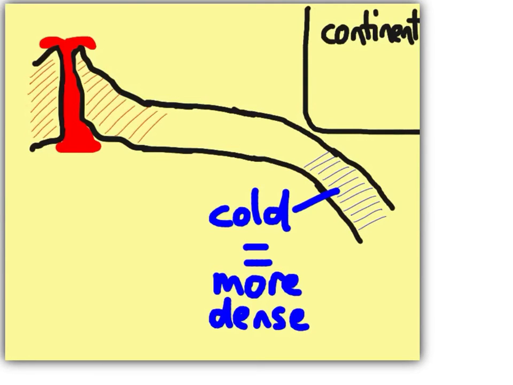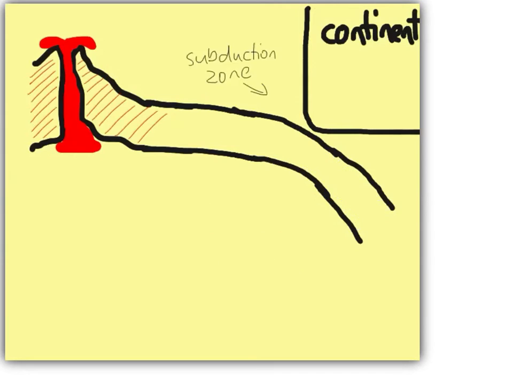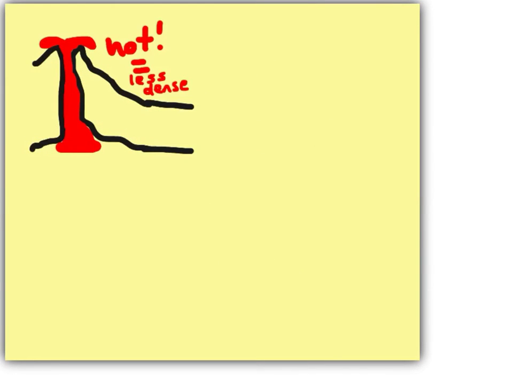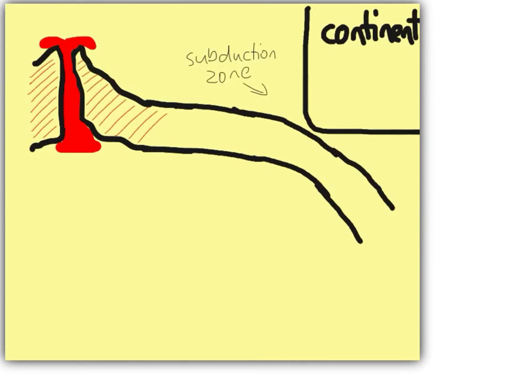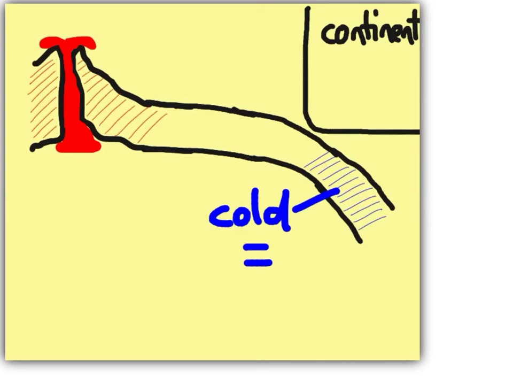That cold section of the plate is more dense, therefore it is sinking. This hot section of the plate over here is less dense, and that's why it's quite high and it forms mountains. The high slopes down to the low, which is also cold.